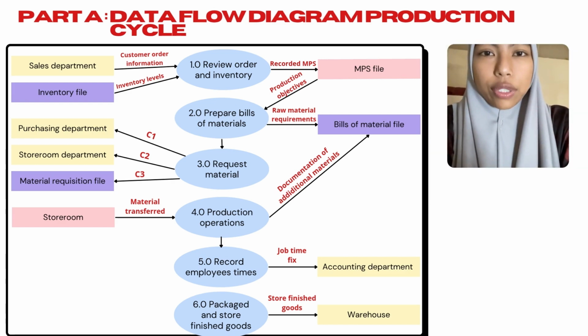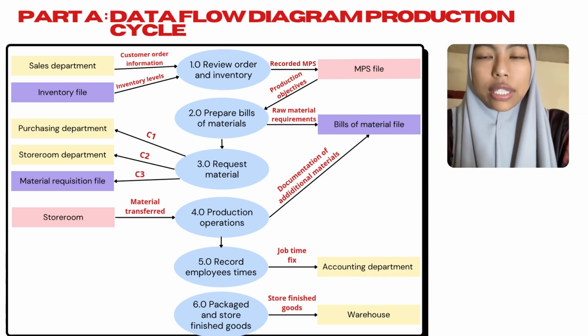Now, I will explain process 4, which is the production operation. This process begins with the materials transferred from the storeroom. The raw material is needed to start the production of the ready-made clothes. During this stage, all production activities such as cutting, sewing, assembling, and finishing the clothing are carried out. The main purpose of the process is to transform the raw material into finished goods. They are ready for the next stage of the production cycle.